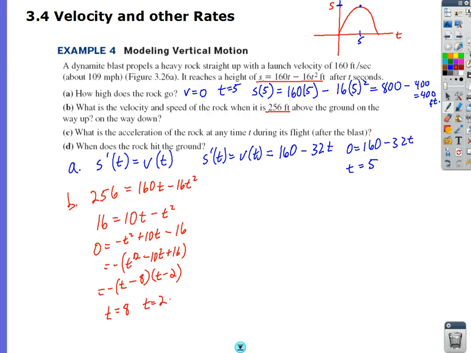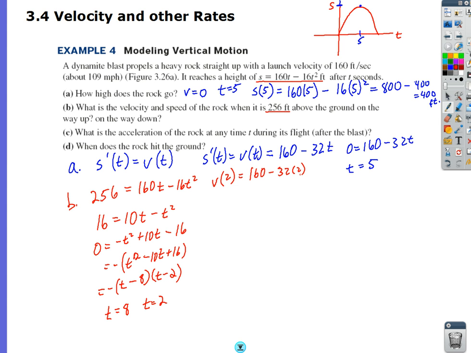All right. So I have to go find out now what my speed is, and my velocity. The first one is when it's on its way up. On its way up, that's time equals 2. So v of 2 is equal to 160 minus 32 times 2.